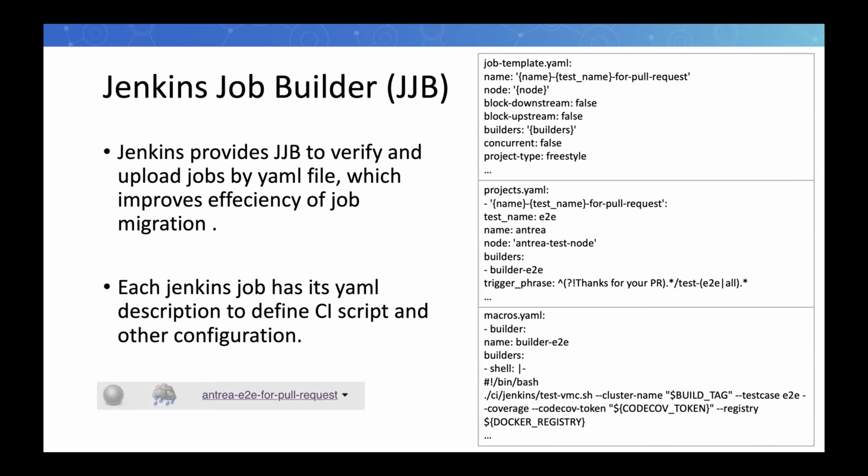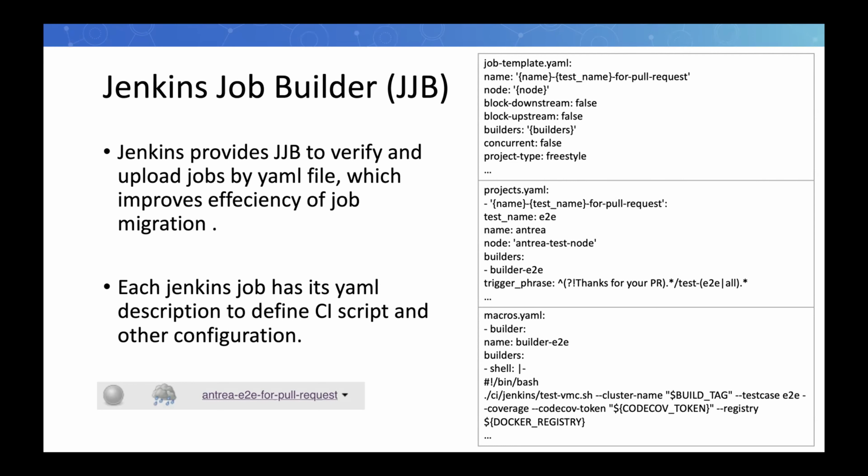So before we run the CI test, we need to migrate the Jenkins job as well. The Jenkins provides us a tool called the Jenkins Job Builder, or the JJB. It supports verifying and uploading the Jenkins job from the YAML file, which is very useful for us to restore the migration job quickly. And you can keep your job description in human readable text format. It also has a flexible template system. So creating many similarly configured jobs is easy.